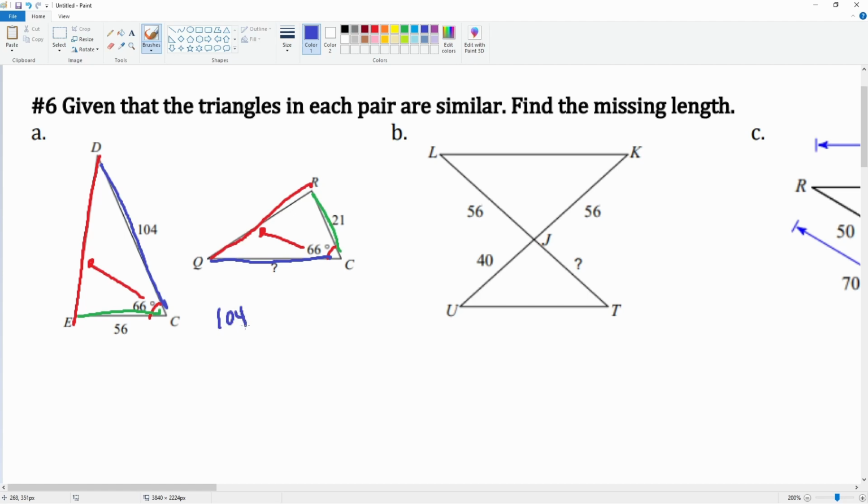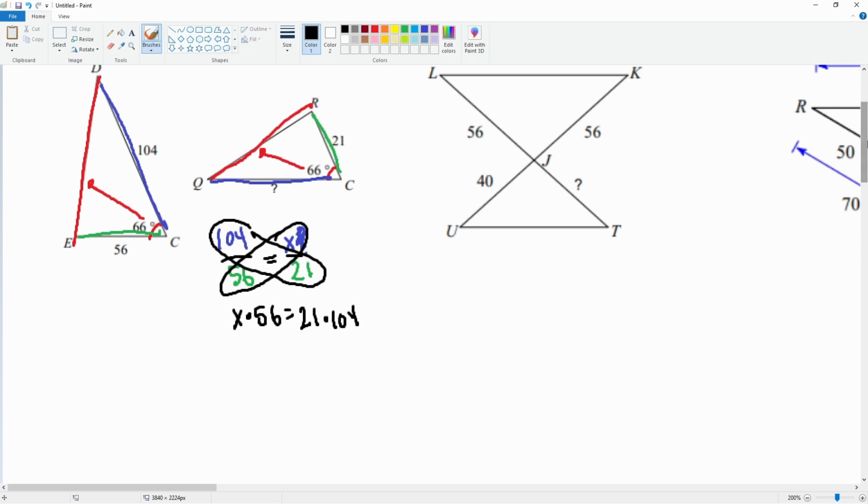So 104 is equal to question mark over 56 and 21. We can make the blue here x, all right? So we can cross multiply here: 56 times x, and then we have 21 times 104. That is 2184.